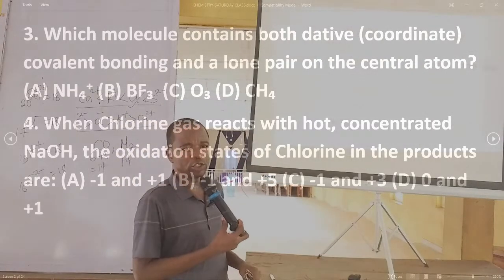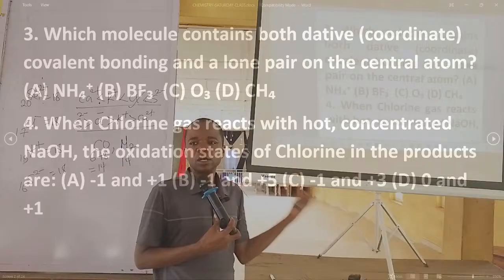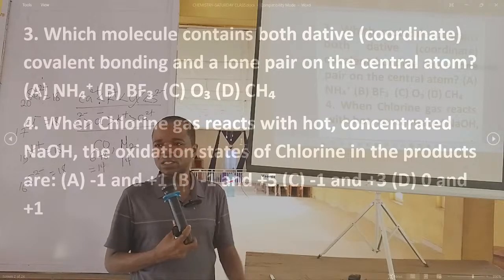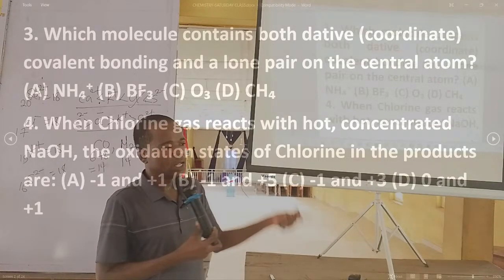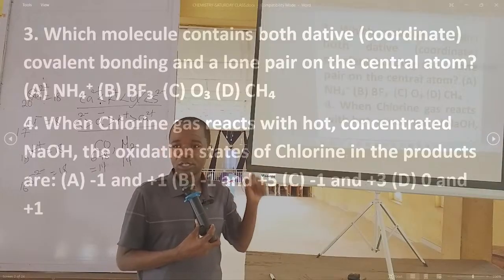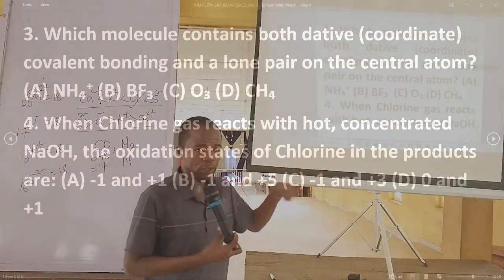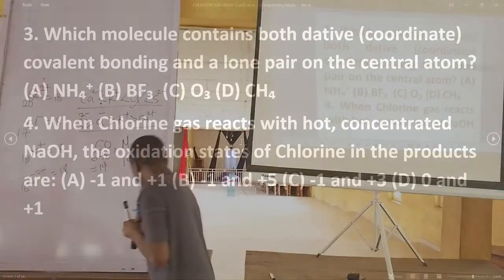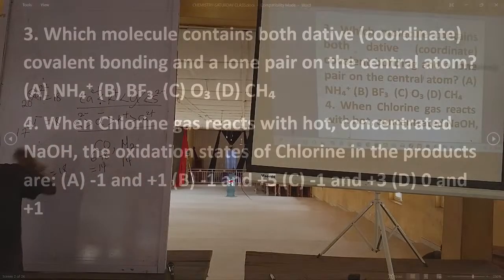If you look at option C, which is methane, does it possess a dative bond? It doesn't. It possesses the normal covalent bond. And does it have a lone pair of electrons? It does not. The correct answer here is ozone. Now let me show you how to eliminate them one after the other.